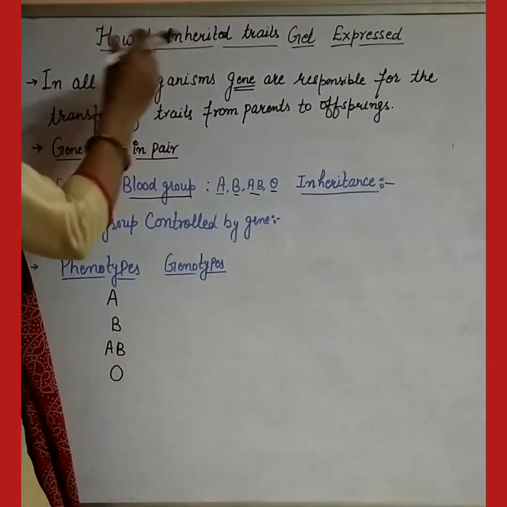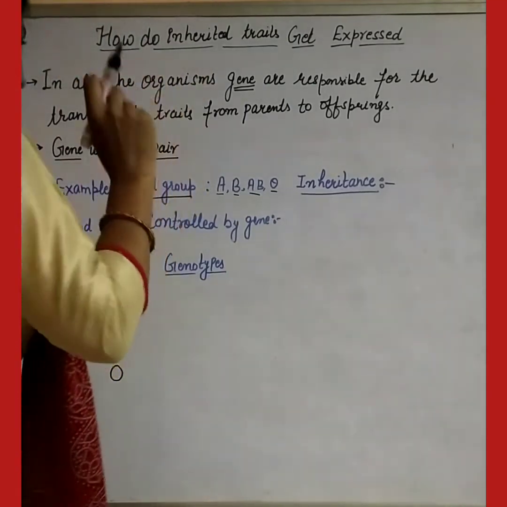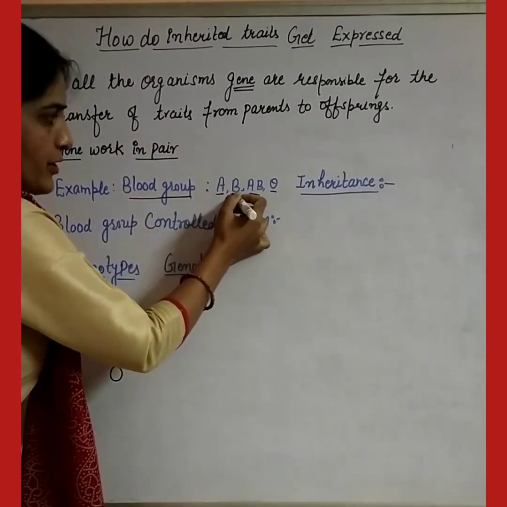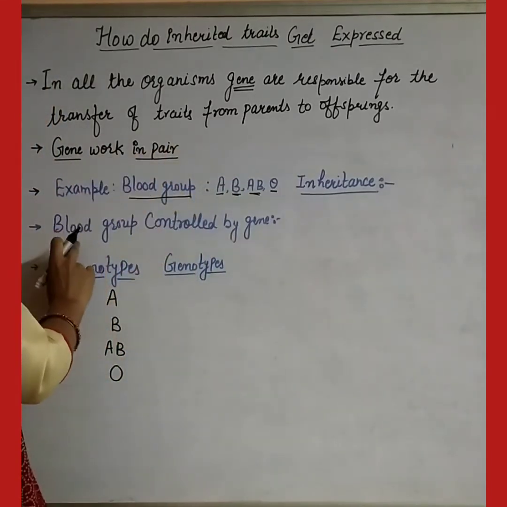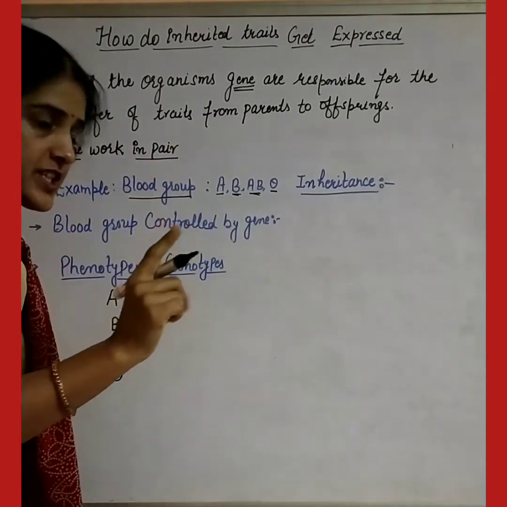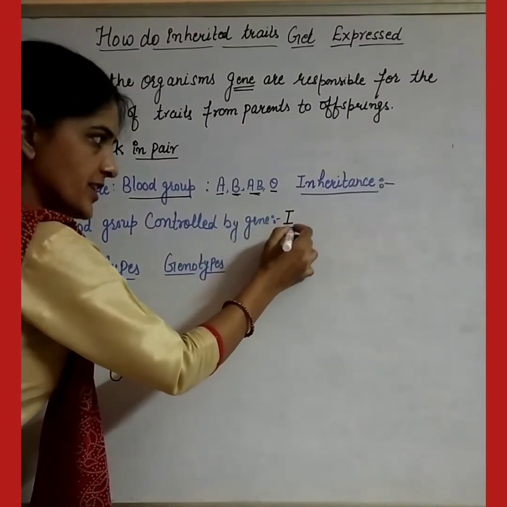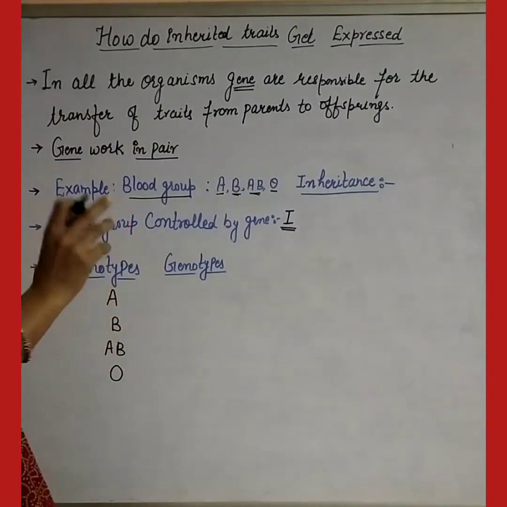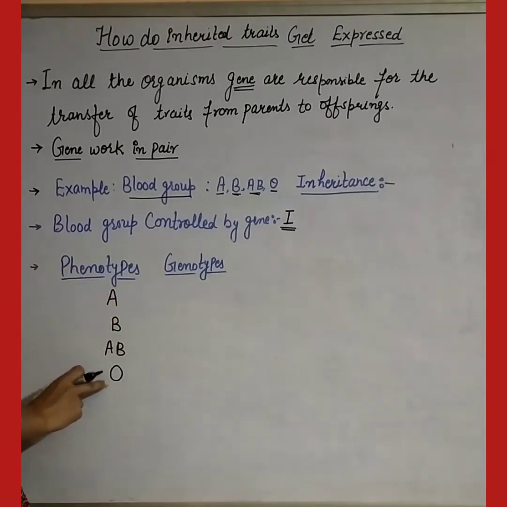Let's understand this by taking the example of blood group. Students, there are four types of blood group: blood group A, blood group B, blood group AB, and blood group O. Blood group is controlled by gene I. There are four types of phenotype of blood group in the population.